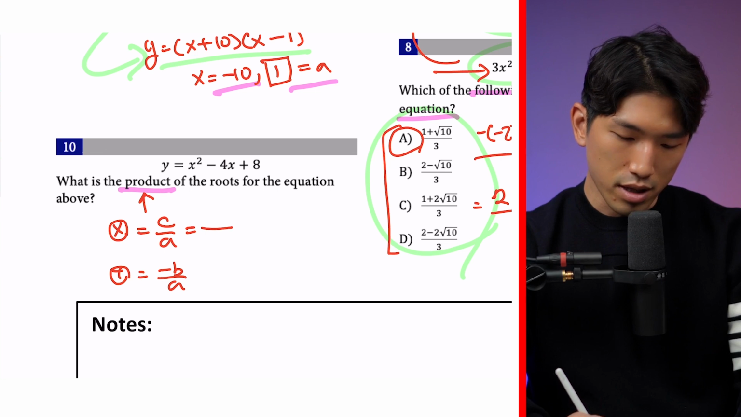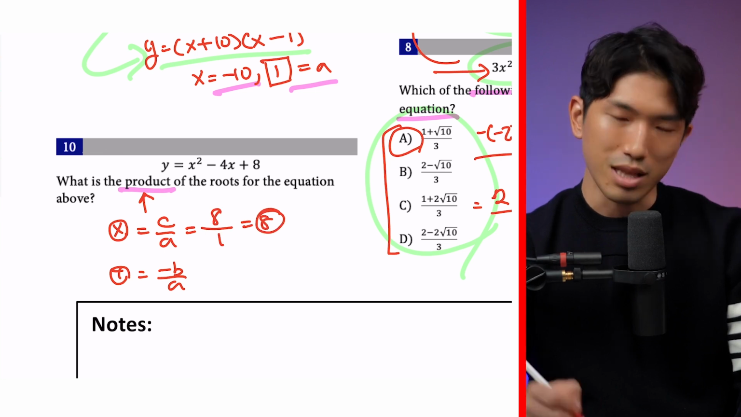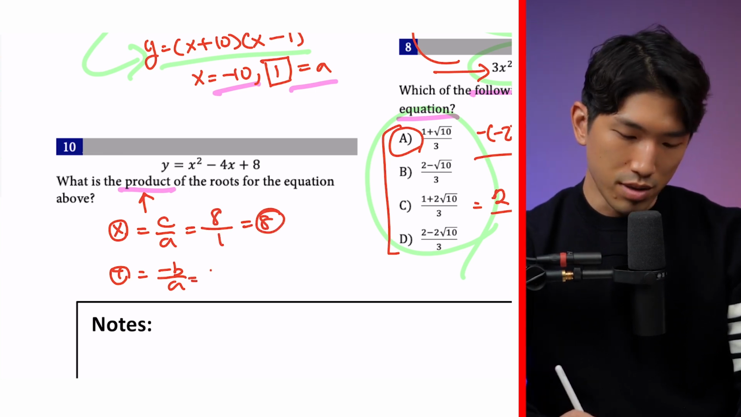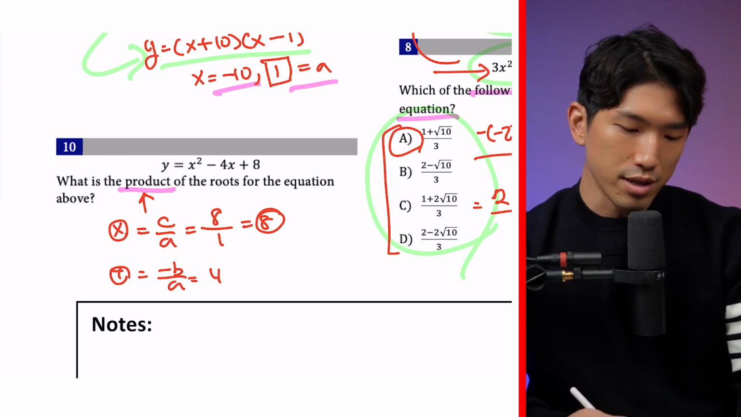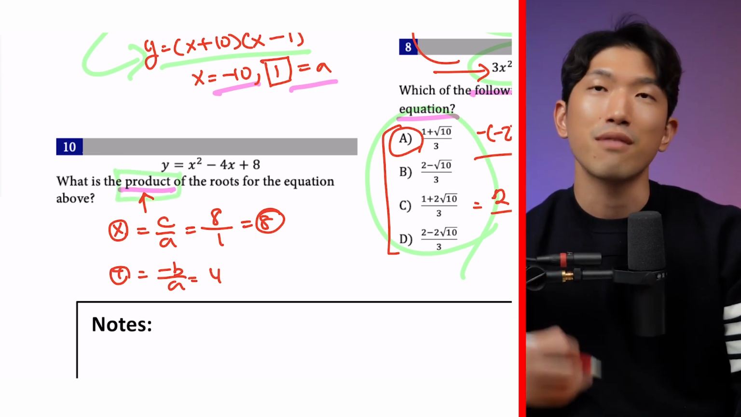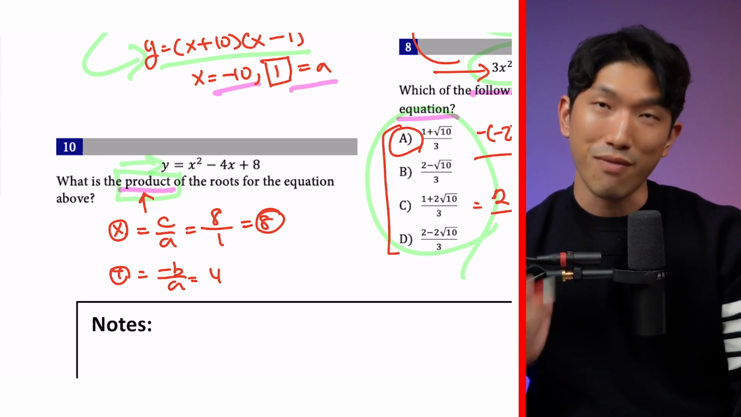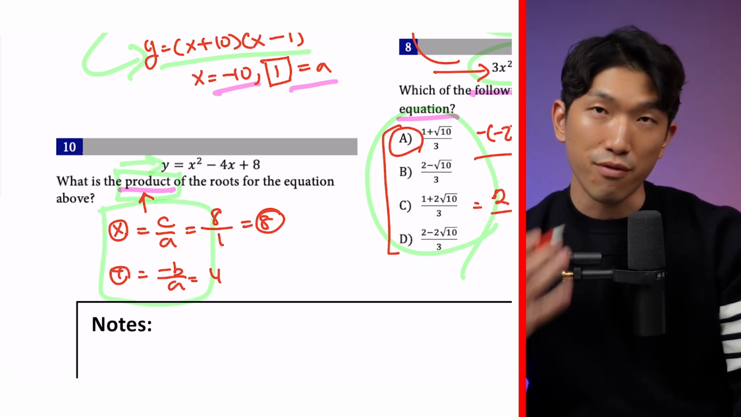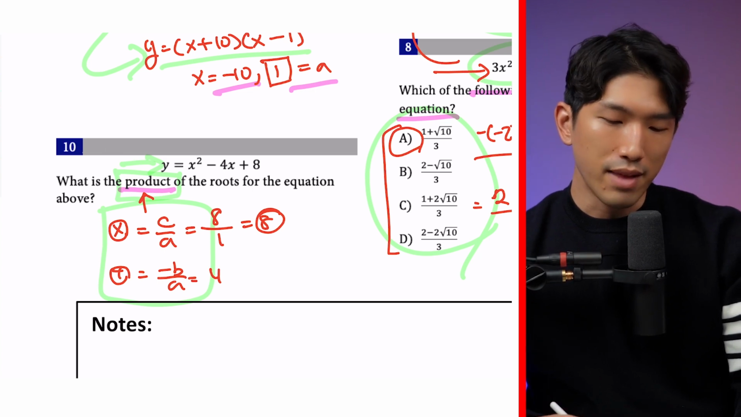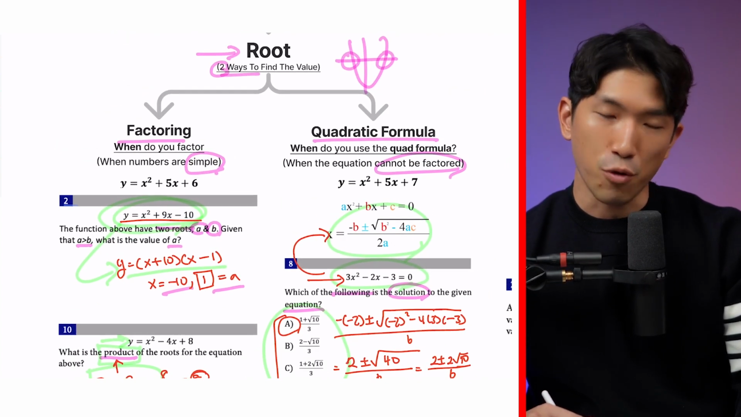So in this case, our product is just going to be 8 over 1, so our product is going to be 8. And for the sum, it's just going to be straight out 4. So the main takeaway here is whenever the SAT asks for a product of the roots or the sum of the roots, then realize that this equation is not going to be factorable, so I need to go straight into the formulas instead. Does that make sense? And that's literally all you need to know about roots for the SAT.